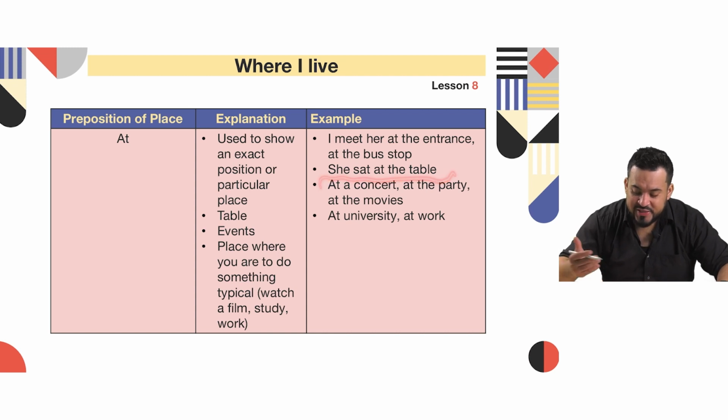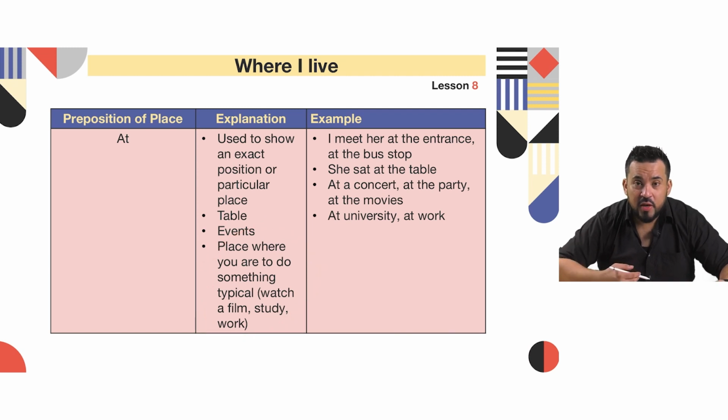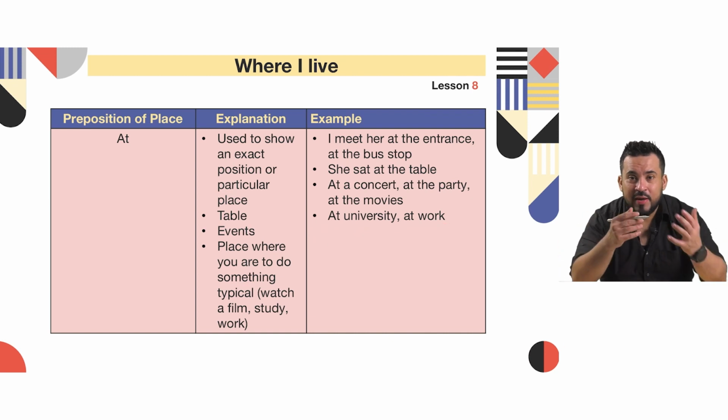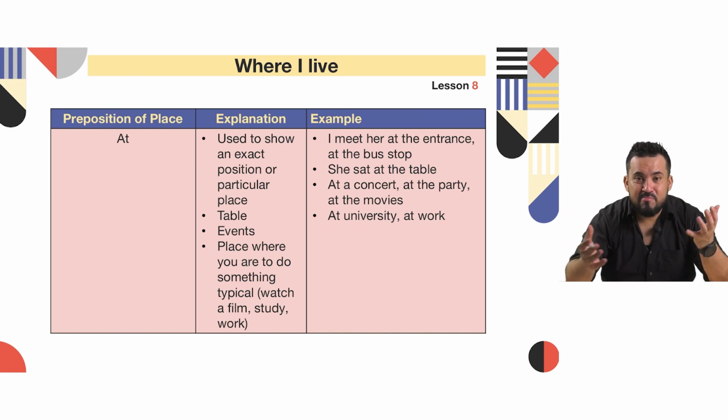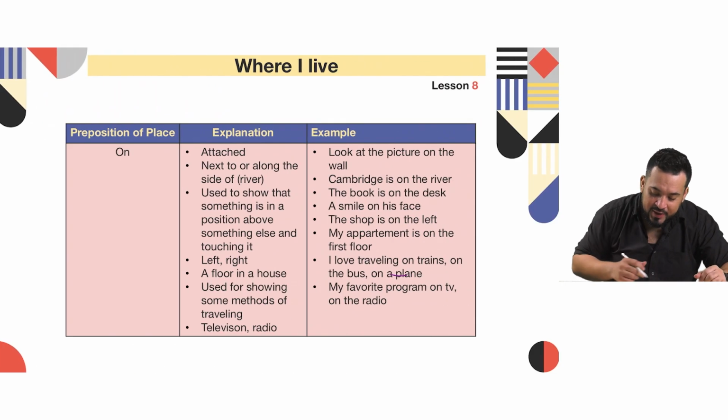She sat at the table. With tables, normally we use "at". At a concert, at a party, at the movies. This is for events. At university, at work. This is a place where you always go to. So we use "at" university, at work, at the gym, at the office. Normally we use "at".